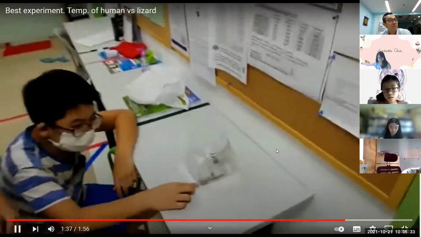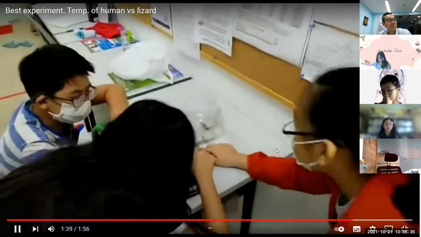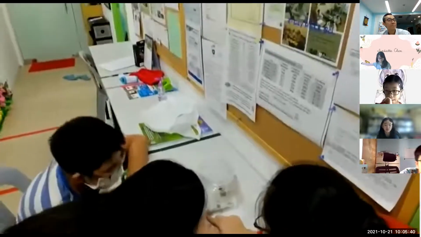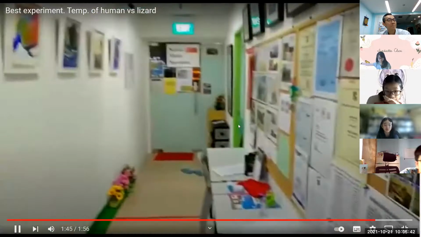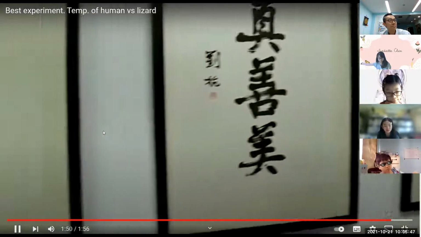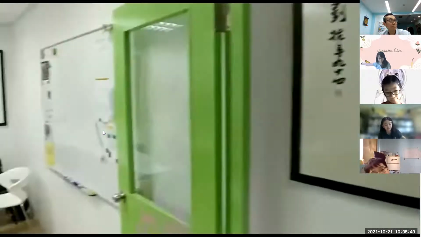So we have learned that the temperature of reptiles is called cold-blooded because the temperature changes with the surrounding. So the temperature of this place is about 24 degrees centigrade.